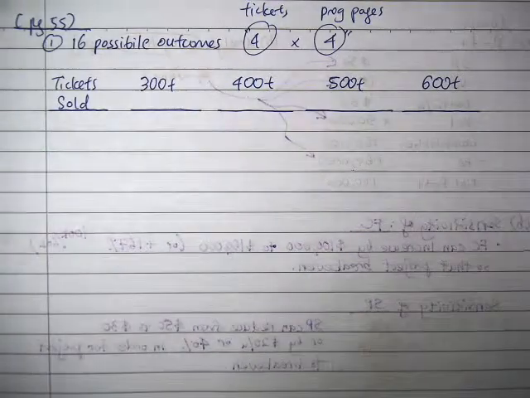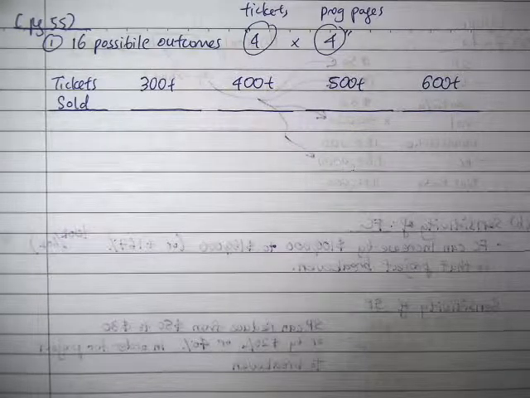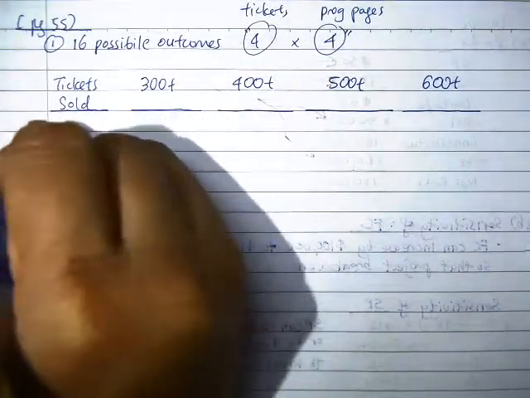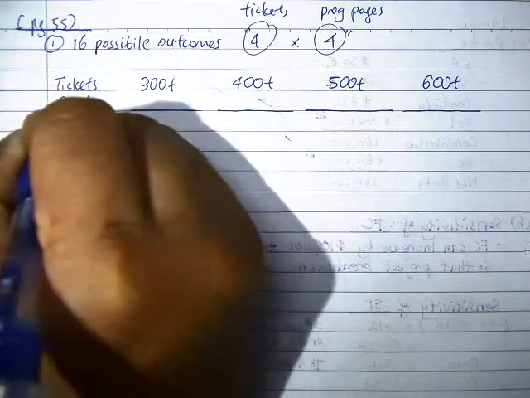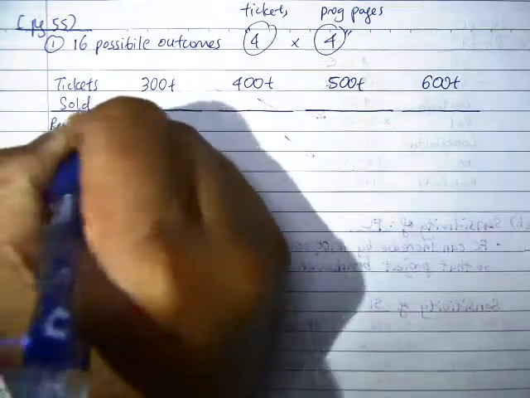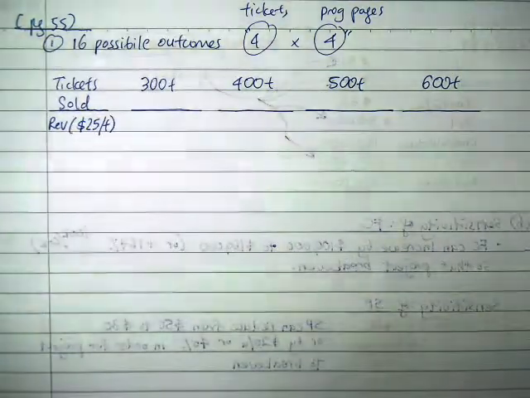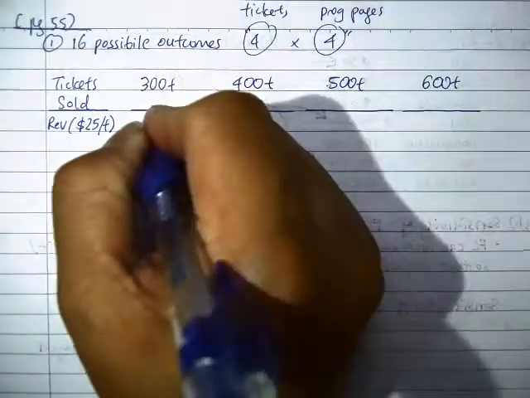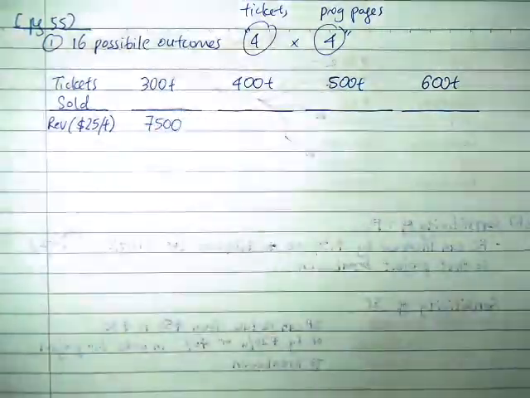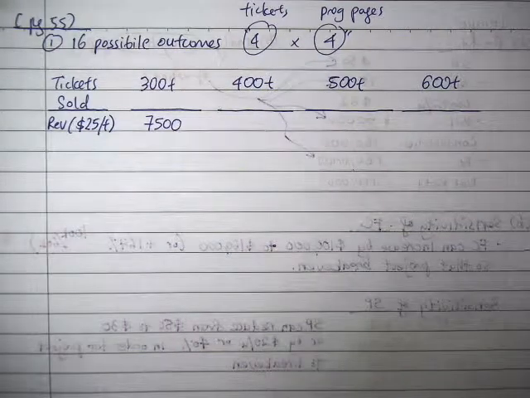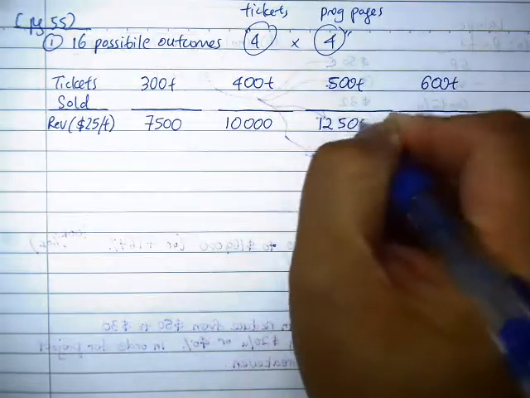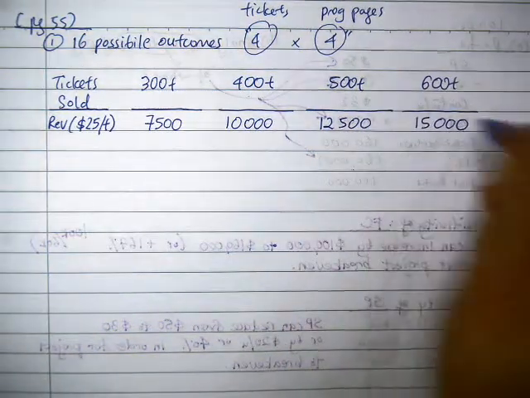Now how much from the ticket sales, your profit and loss. Now we look at the revenue first. You charge 25 per ticket. So if 300 times 25, you get 7,500. Then 10,000, 12,500, 15,000.